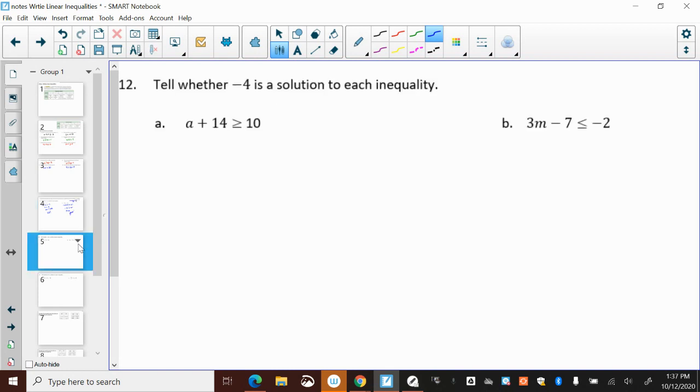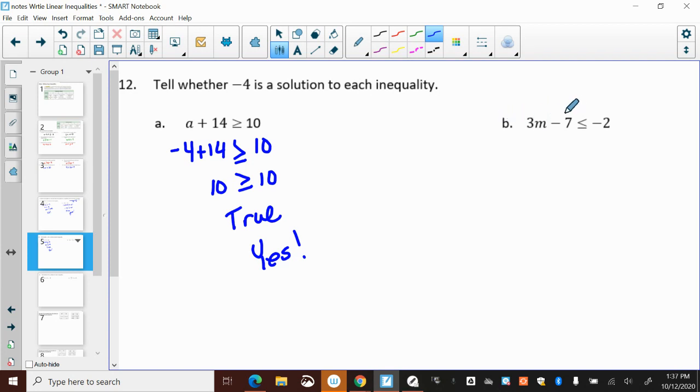Let's try that again. I want to now know if negative 4 is a solution to each inequality. Minus 4 plus 14, is that greater than or equal to 10? That gets me 10 is greater than or equal to 10. This or equal to is saying, is 10 greater than or equal to 10? And it is equal, so the answer is true. The true statement, so our answer is yes.